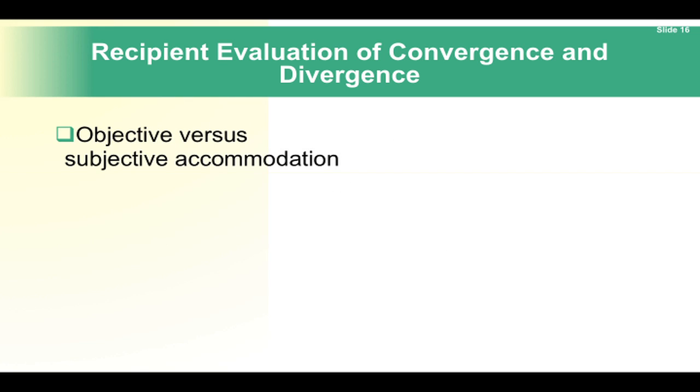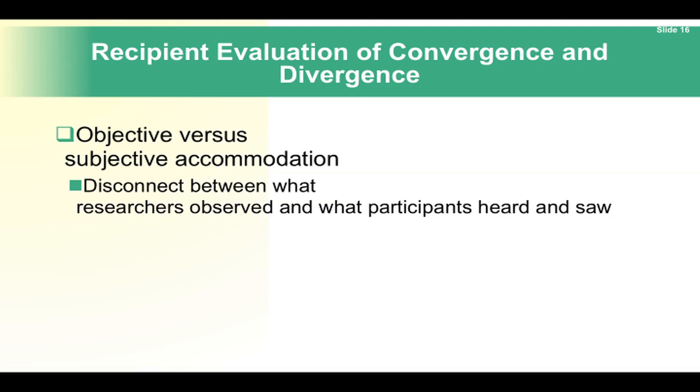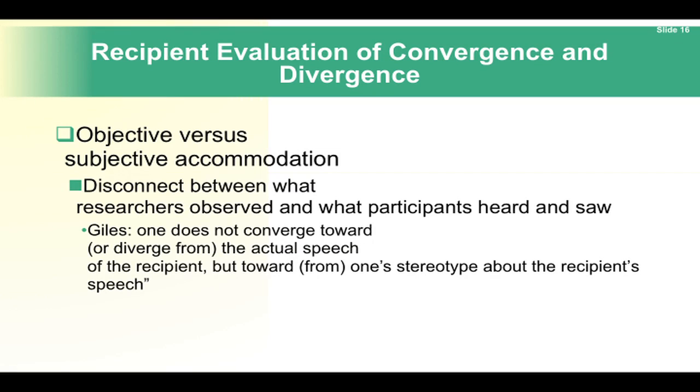Objective versus subjective accommodation. There's a disconnect between what researchers observed and what participants heard and saw. Giles argues that one does not converge towards or diverge from the actual speech of the recipient, but toward, or from, one's stereotype about the recipient's speech.